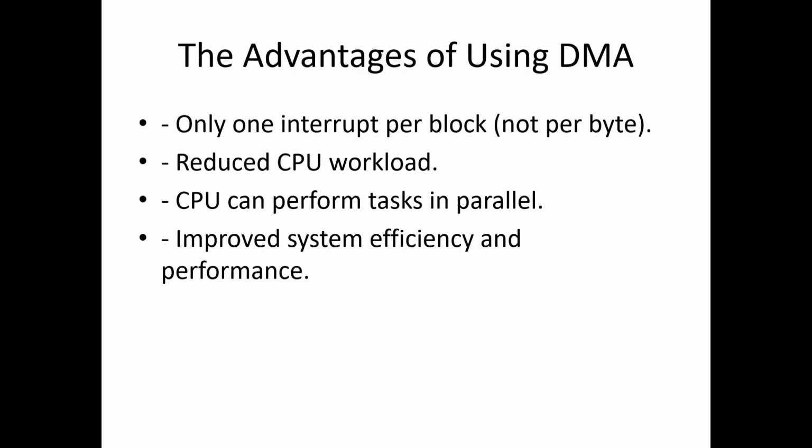So what are the advantages of using direct memory access or DMA? First, instead of generating one interrupt per byte, DMA generates only one interrupt per block. Second, this reduces the CPU workload significantly. Third, the CPU can perform other tasks in parallel while data is being transferred. And the fourth, overall system efficiency and performance improve greatly. That's why almost all modern systems rely heavily on DMA for large data operations.